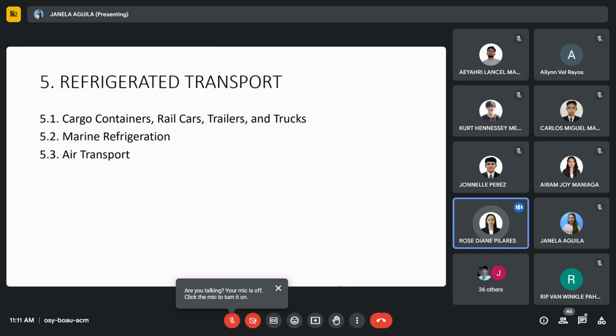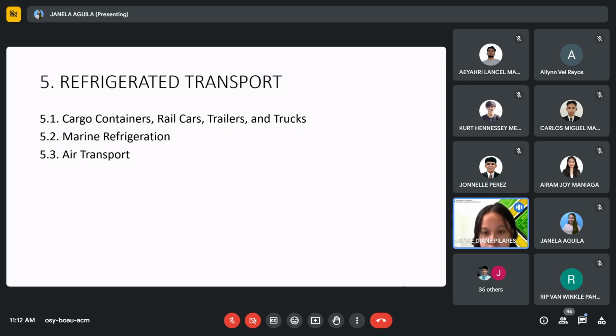And now let's proceed with the discussion of the refrigerated transport. So refrigerated transport involves the moving of goods or products in condition where temperature is being regulated to either prevent yung spoilage, preserve quality, and yung to prolong shelf life ng ating mga commodities. So various means of refrigerated transport are employed.